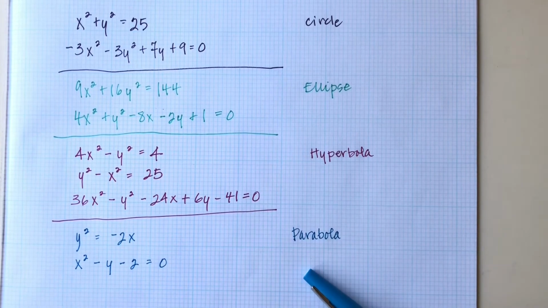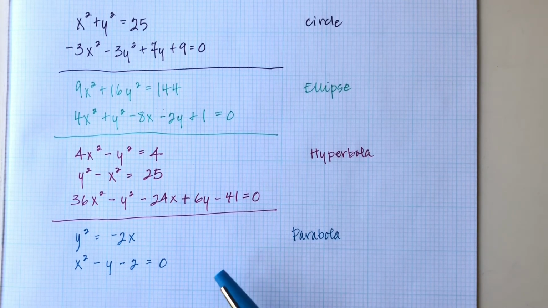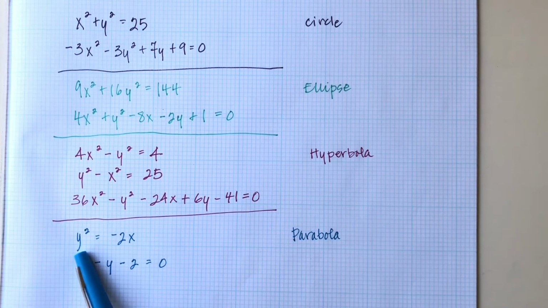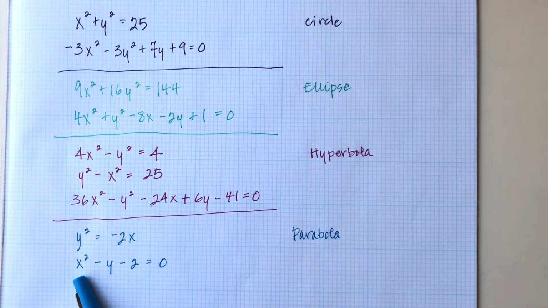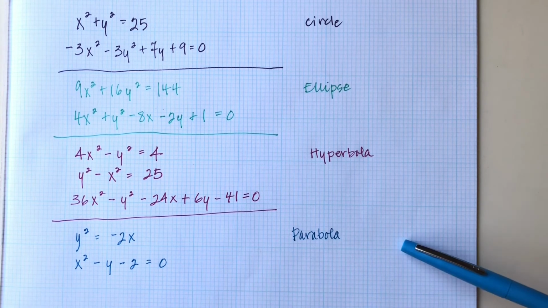Our last two equations are parabolas. This is probably the easiest one because only one of the variables is getting squared. It could be the x or the y. This case is just the y being squared, and in this case, just the x being squared. So if only one is squared, you've got a parabola.